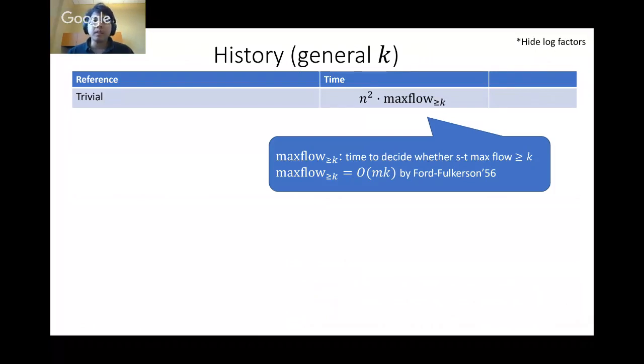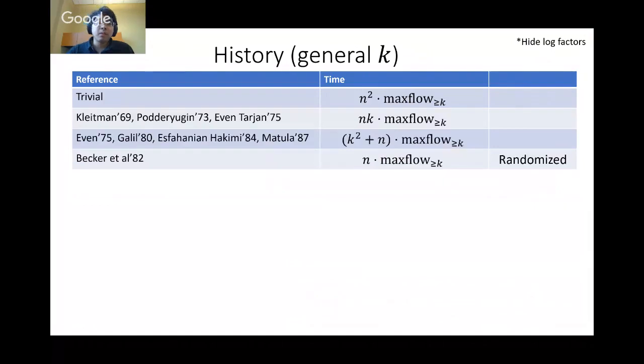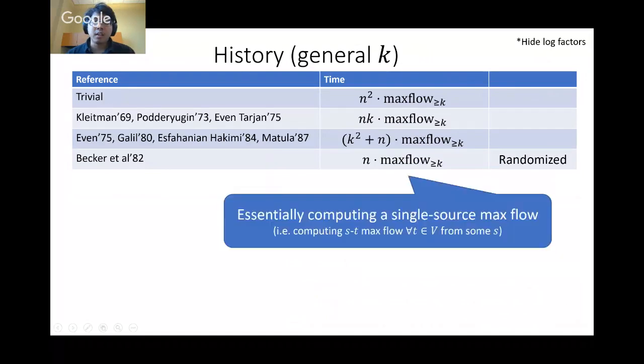Then people have tried to improve this, and basically the work by Even from '75 can do this not for every pair, but for only n pairs. The algorithm itself is essentially computing a single source MaxFlow. So instead of every pair, you compute the S-T MaxFlow from some node S to every node T. This is essentially the algorithm.